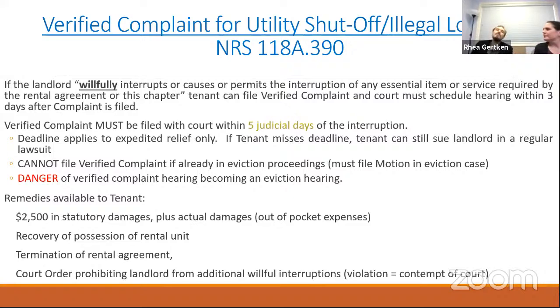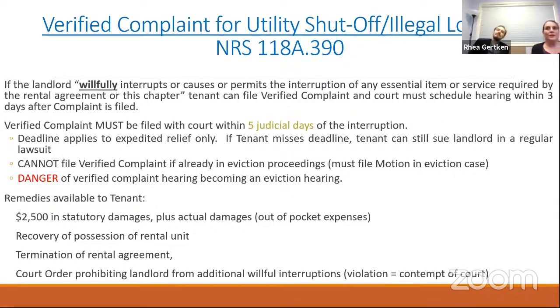So if my water heater breaks and my landlord willfully refuses to fix it after I tell him it's broken, I can file a verified complaint for utility shut off? Nope. It has to cause or permit the interruption. So if you tell the landlord that it's broken, you can give them the 48-hour notice, and then you have the remedies available from giving the 48-hour notice. But if the heater breaks on its own, and then you inform the landlord of that, you don't just get to go straight to verified complaint. So it depends on the actions the landlord has taken.